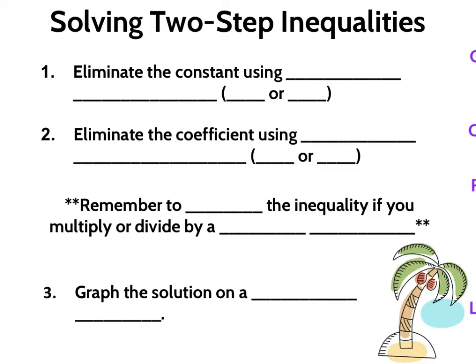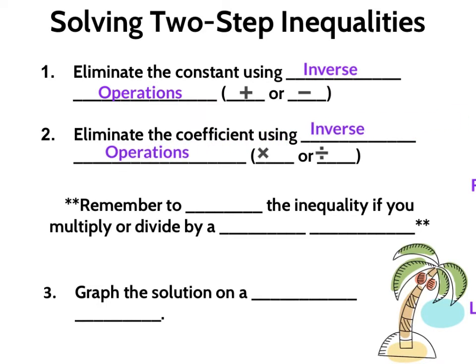So here we have a few steps to solving two-step inequalities. The first thing we're going to do is eliminate our constant. We're going to do that by eliminating the constant using the inverse operation, either plus or minus. Then we're going to eliminate the coefficient using the inverse operation. That's either going to be multiplying or dividing.